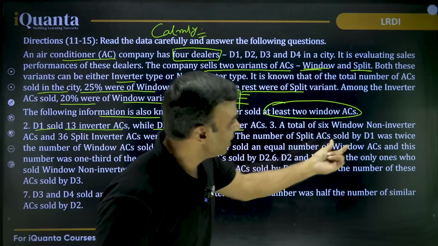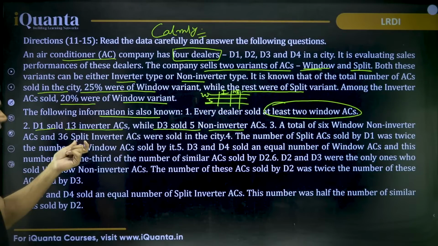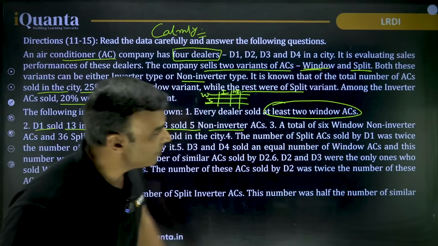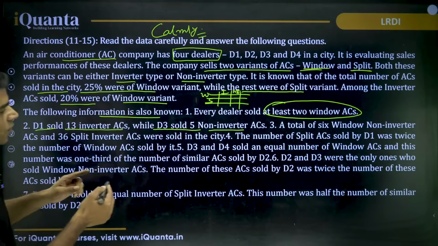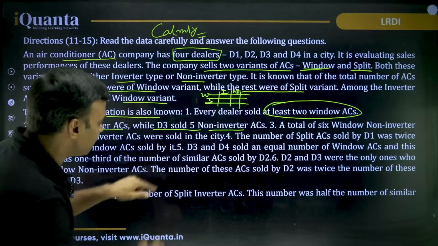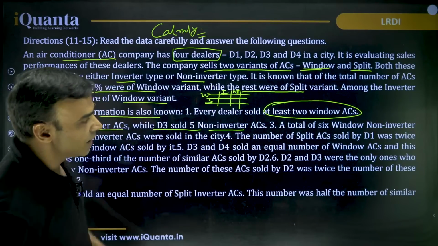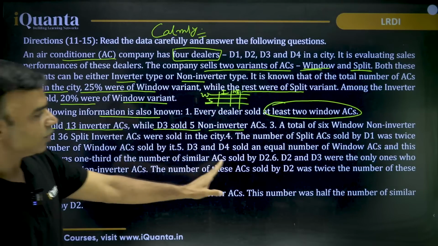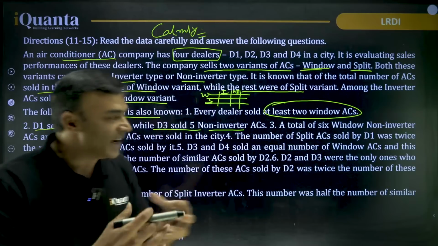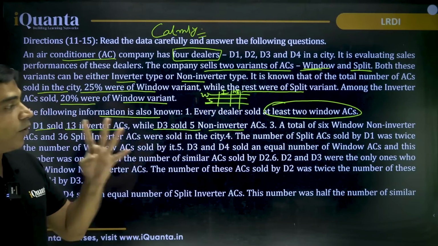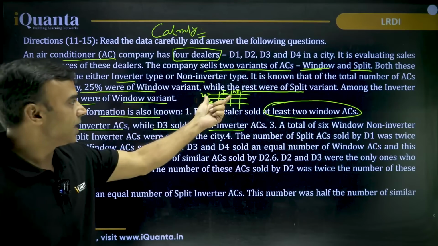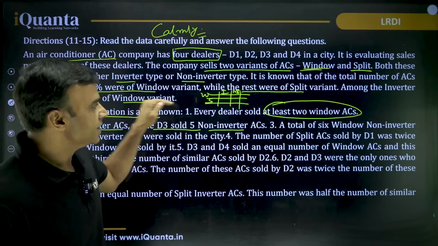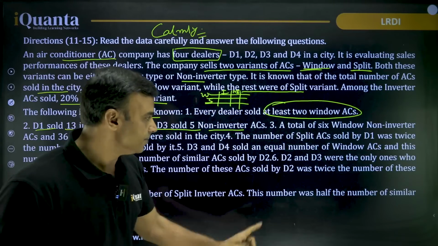Third: a total of 6 window non-inverter ACs and 36 split inverter ACs were sold in the city. The fourth one: the number of split ACs sold by D1 was twice the number of window ACs sold by it. Then the fifth information: D3 and D4 sold an equal number of window ACs, and this number was 1/3 of the number of similar ACs sold by D2. So there is a lot of interconnected information about 4 different dealers. So a similar table will be created for D1, D2, D3, D4, wherein we will have window AC, split AC, inverters and non-inverters. Let's see further.